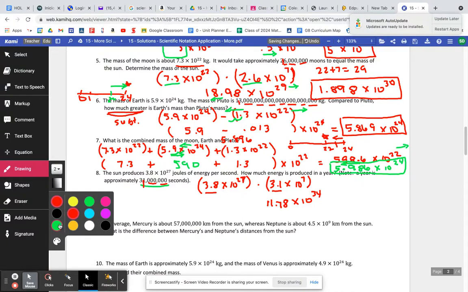Okay, we got to fix that. So 11.78 needs to go that direction once. So we have 1.178. Makes the 34 go that direction once. So 10 to the 35.